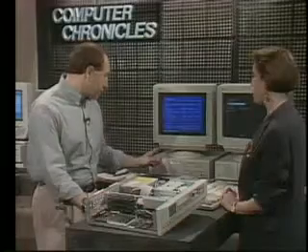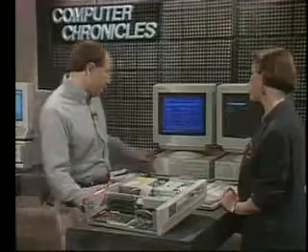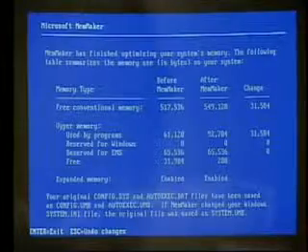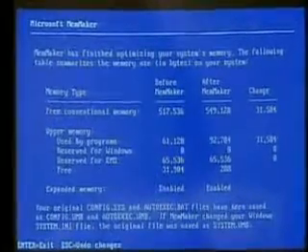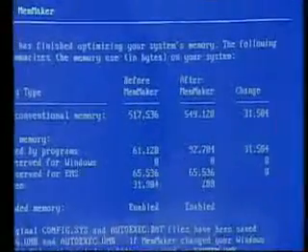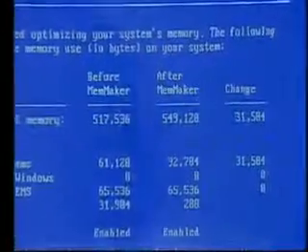You do a lot of clicking, and we can see the results. You just ran MemMaker on this machine, and out of the 640K, we could only really use 517. You ran MemMaker, and we gained 31K extra memory, so now we can use 549.